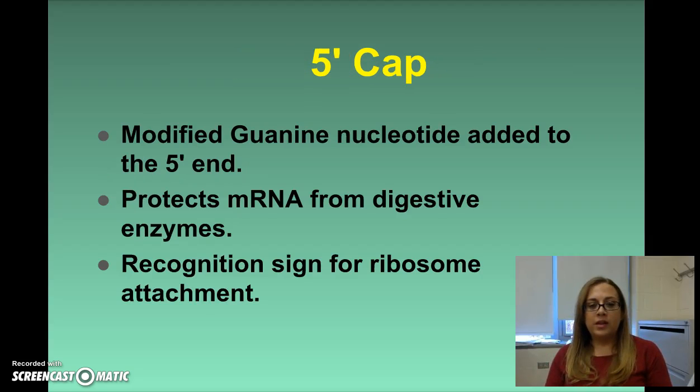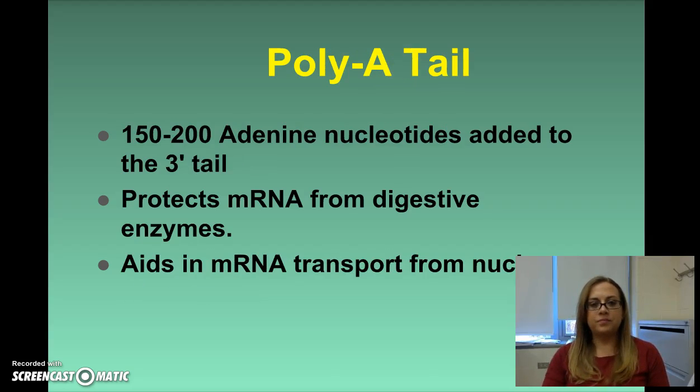So a 5' cap, you have a modified guanine nucleotide that's going to be added to the 5' end. So it's going to protect that mRNA on that 5' side from digestive enzymes. It's also a recognition sign for ribosome attachment.